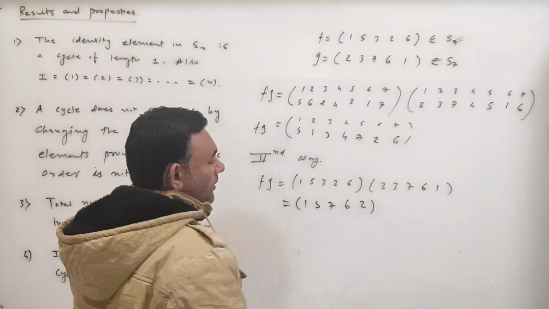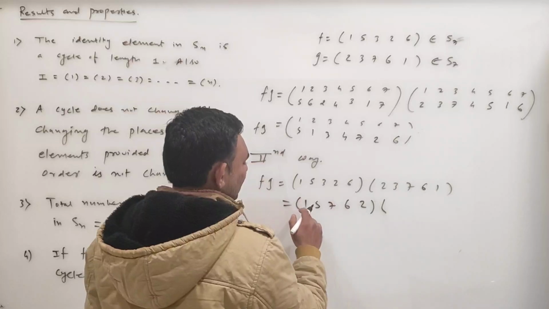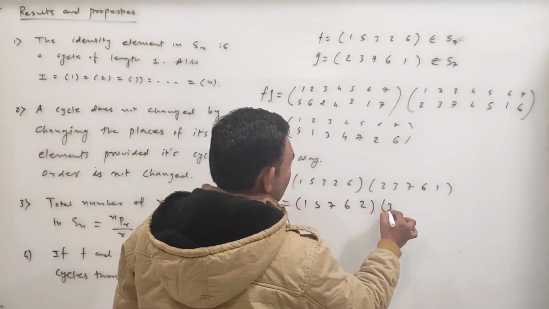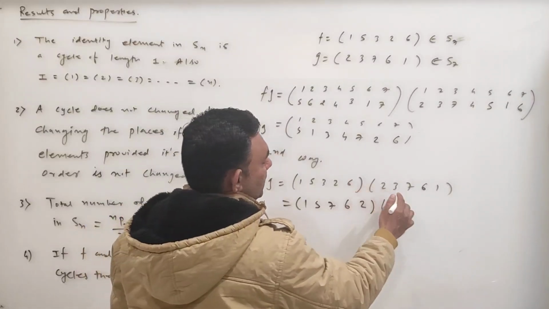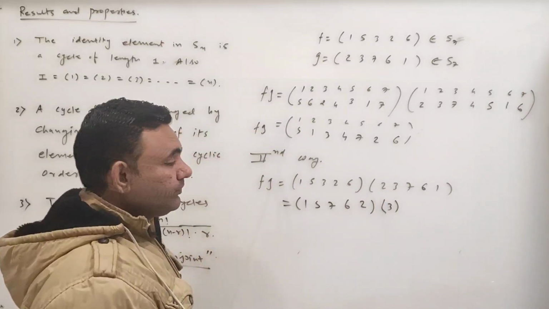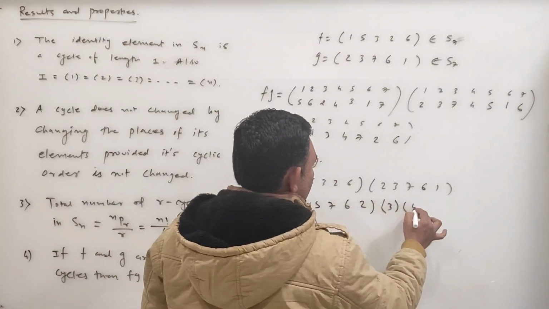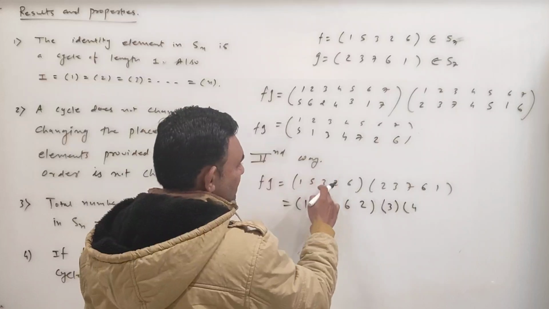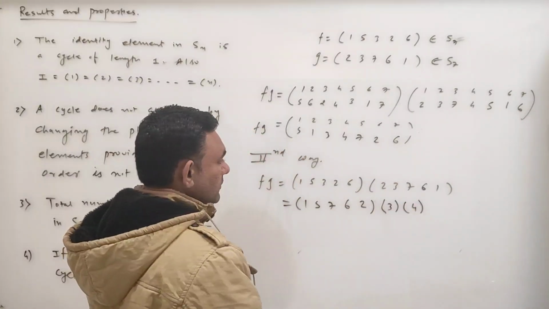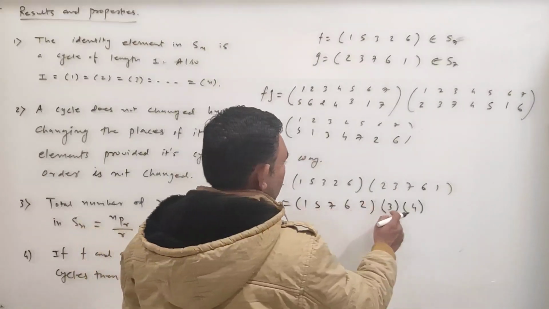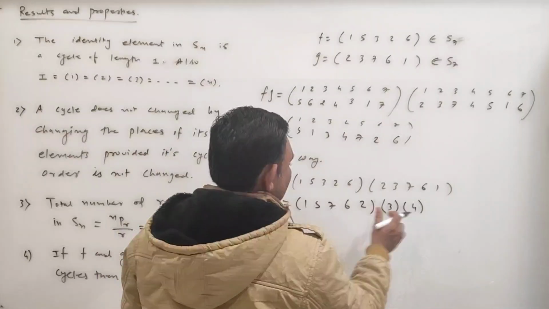So stop. Now you start with any element which is missing here. If you go in the order, then 1, 2, 3 is missing, so you start with 3. 3 goes to 2, 2 goes to 3, so stop. Now 1, 2, 3, 4 is missing, so you start with 4. Here 4 goes to 4, 4 goes to 4, so stop. Now 1, 2, 3, 4, 5, 6, 7, and this represents the identity element.